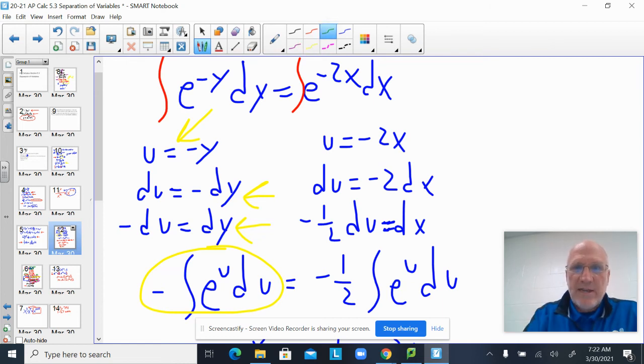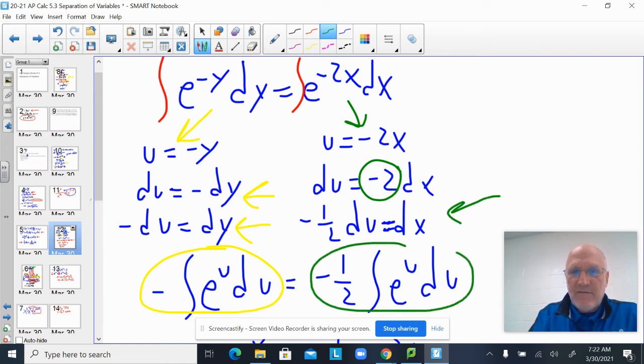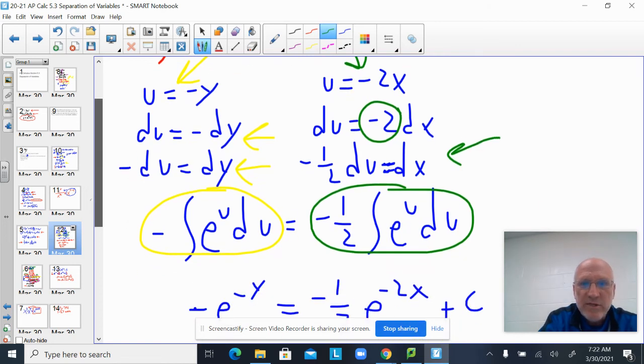And then over here, I'll change to green. u was negative 2x. The derivative is negative 2 dx. That negative 2 I had to move, if I multiply by negative 1/2, that became this. And I was able to write this as negative 1/2 e to the u du. So both of those, other than the negative sign of the negative 1/2, turned into an e to the u. Remember how much we like u substitution, because the integral of e to the u du is just e to the u plus c. So these both become just e to the u.